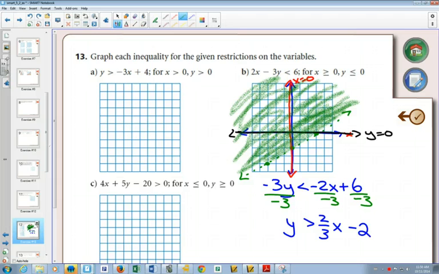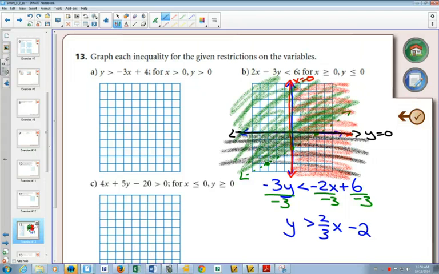For my red line, which was my x equals 0, x greater than 0, would that be to the right of it or to the left of it? With x's, you have to go right or left. It's going to be the right. So I'll take a red crayon and I'll shade to the right. And finally, with my black crayon, do I need to shade above or below the line? Below. Where's the only place that all three are shaded?